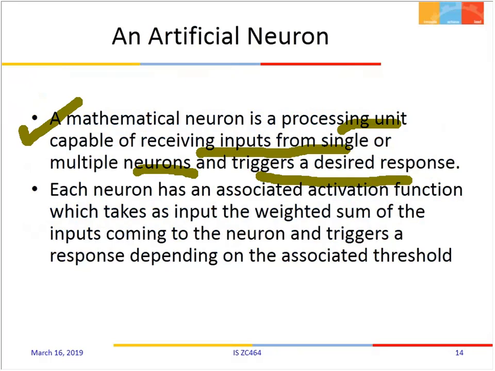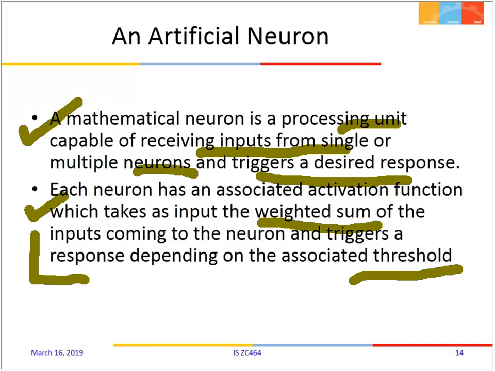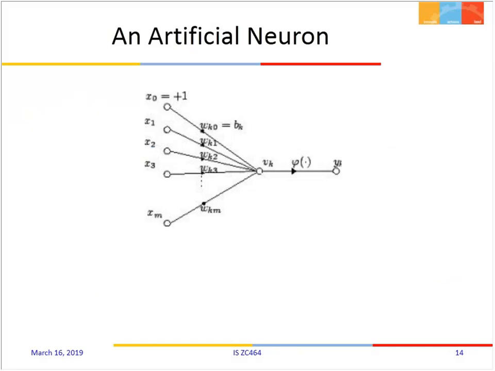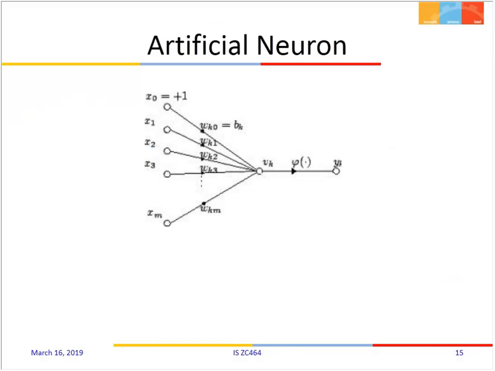Each neuron has an associated activation function which takes as input the weighted sum of the inputs coming to the neuron, and then triggers a response depending on the associated threshold. We will see what this threshold should be, what the weights should be, how the weighted sum should be viewed, and how we can see that the weights are selected in such a way that they produce the desired output of the training set.